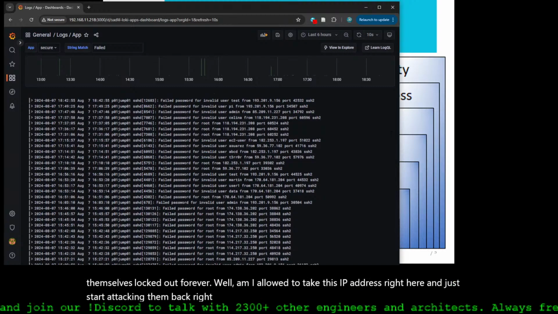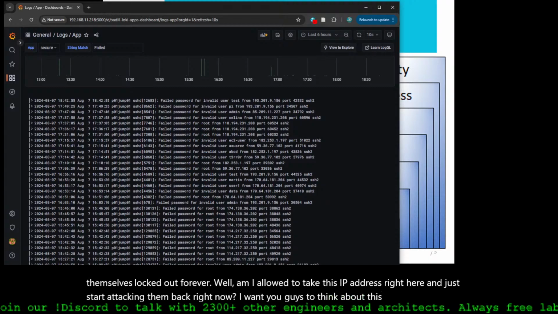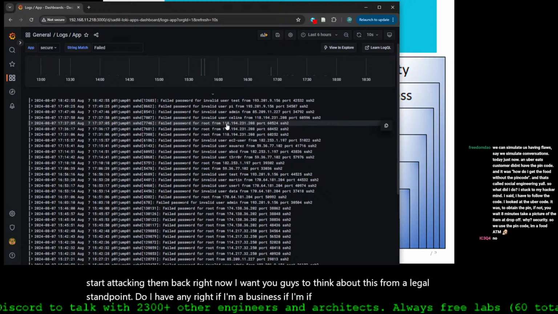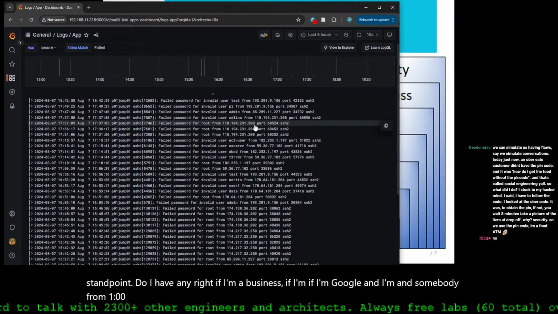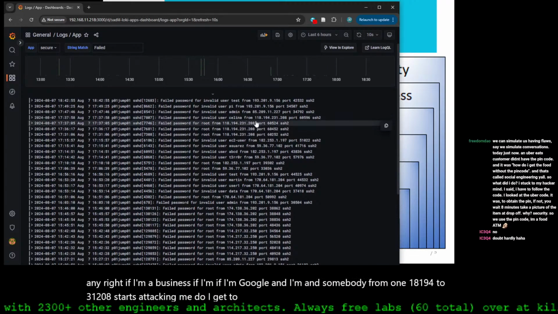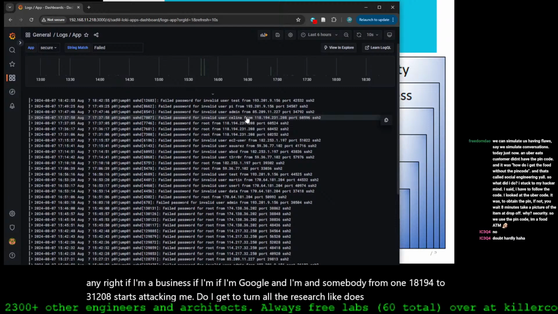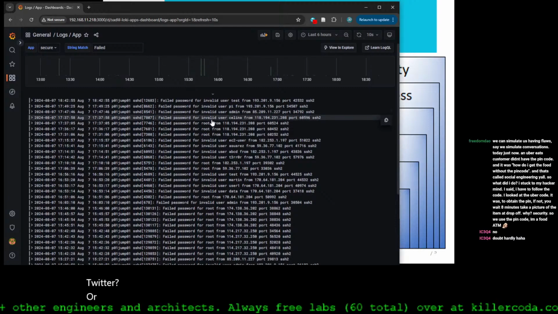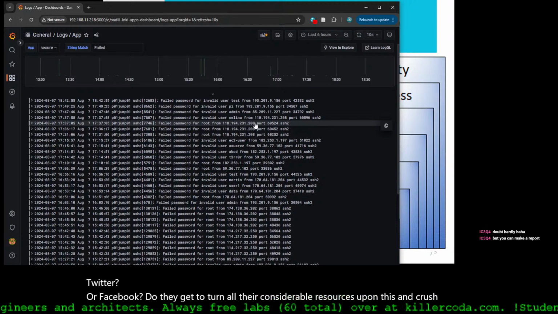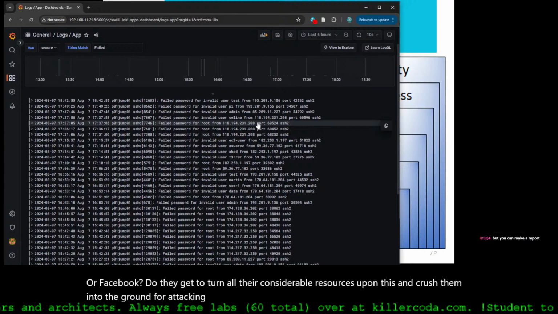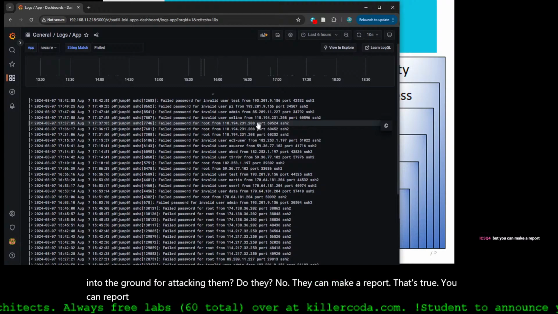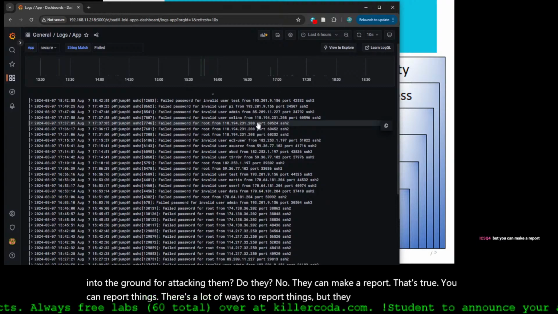I want you guys to think about this. From a legal standpoint, do I have any right, if I'm a business, if I'm Google, and somebody from 118.194.231.208 starts attacking me, do I get to turn all the resources, like Twitter or Facebook, do they get to turn all their considerable resources upon this and crush them into the ground for attacking them? Do they? No, they can make a report. That's true. You can report things. There's a lot of ways to report things.